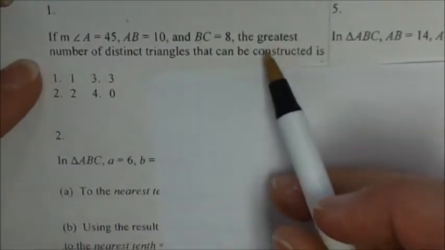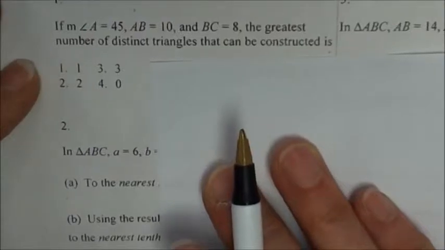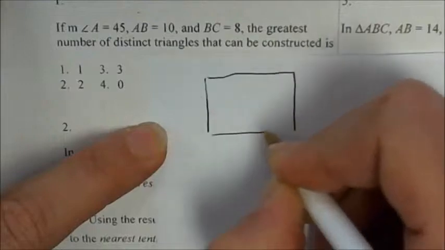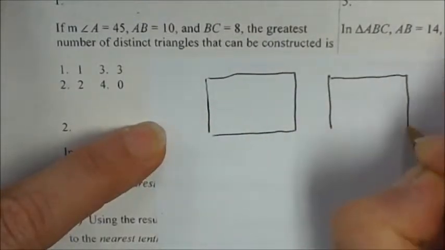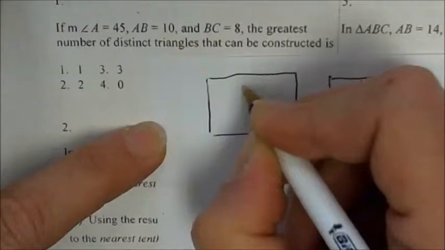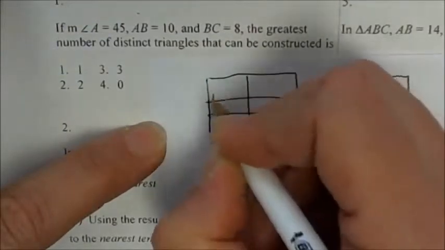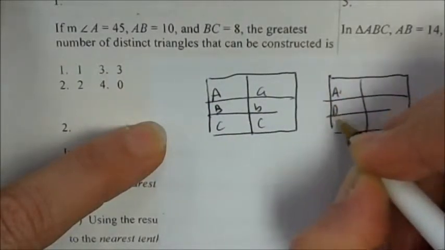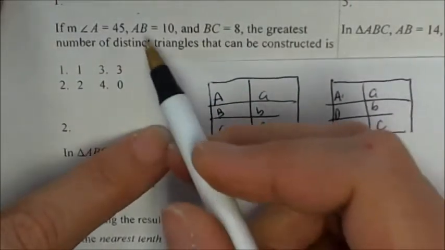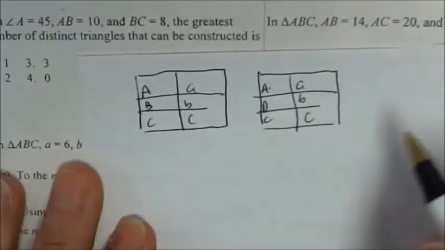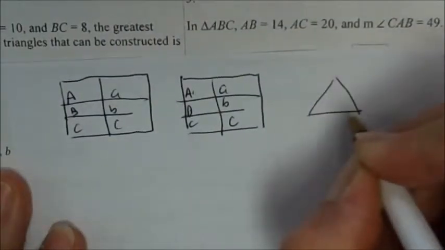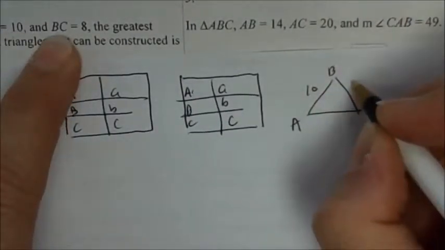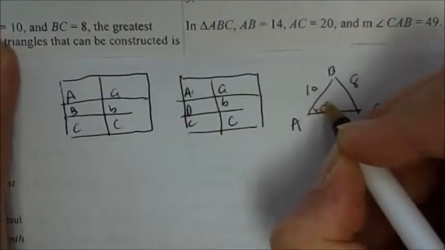Well, when you have a question like this, it means that you're going to be setting up two ABC charts because you could potentially have two triangles that could be constructed. So I'm going to set up two ABC charts, and please do that also. And if you remember, we're going to put the given information in both boxes. So the triangle ABC, it says AB is 10, BC is 8, and angle A is 45 degrees.